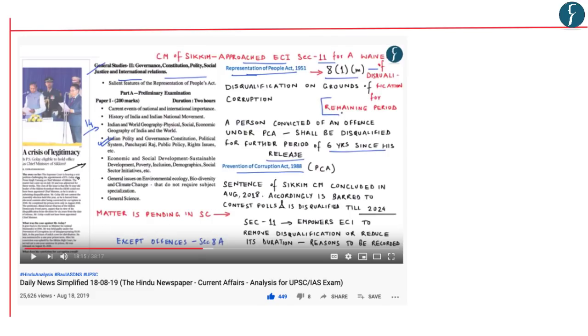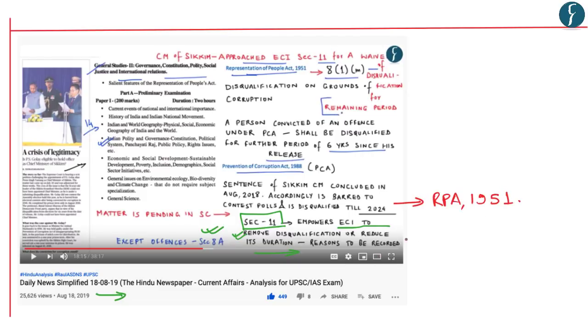As you can see, this topic with respect to disqualification of the Chief Minister of Sikkim appeared in the newspaper on 18th August 2019 and it was duly covered in the DNS video, whereby we mentioned not only Section 8 as well as Section 8A but also Section 11 of the Representation of People Act 1951, where it empowers the Election Commission of India to remove disqualification or reduce the duration of disqualification as provided under the Representation of People Act of 1951.